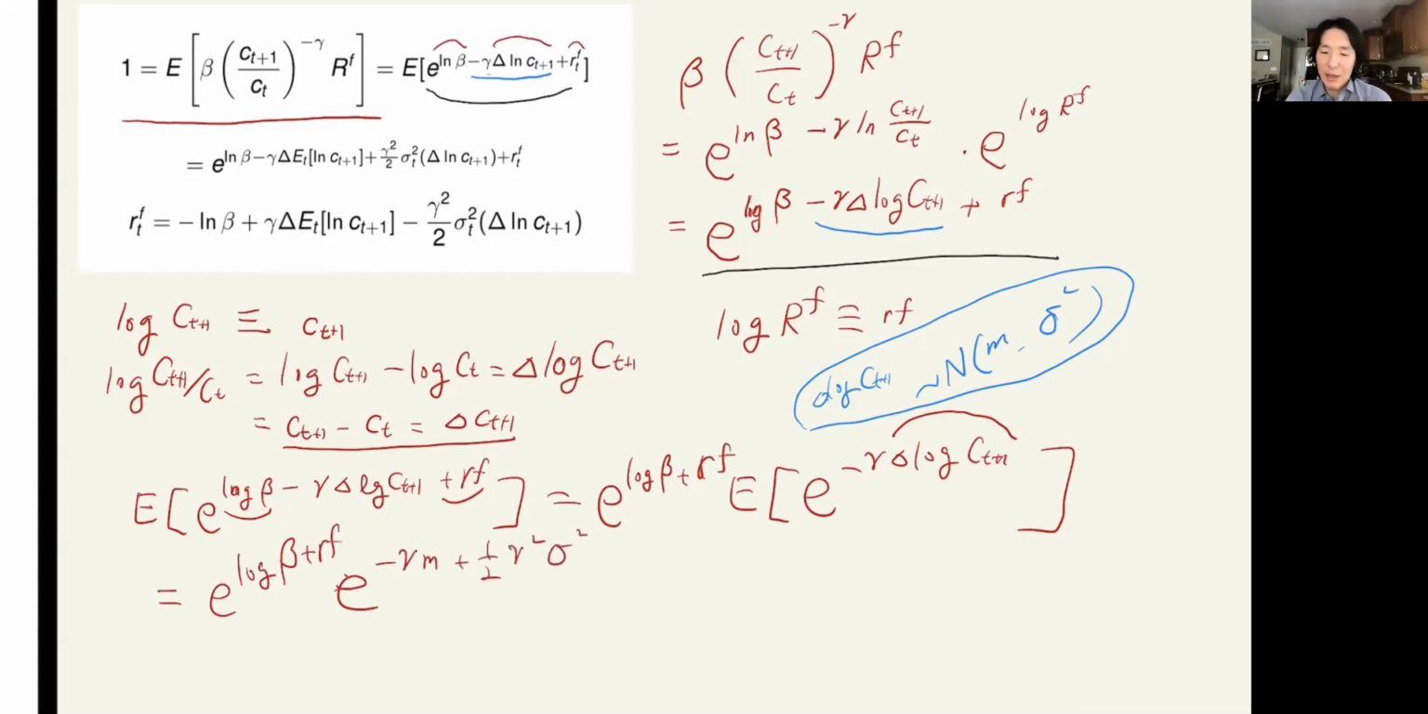Okay, and the reason is that when delta log ct plus 1 follows the normal random variable of m and sigma squared, the gamma times delta log ct plus 1 follows normal random variable with mean of negative gamma times m and gamma squared sigma squared. Okay, so if you remember the result that we learned about the log normal random variable, this is what you get. Okay, so this is the average, and this is the half of the variance.